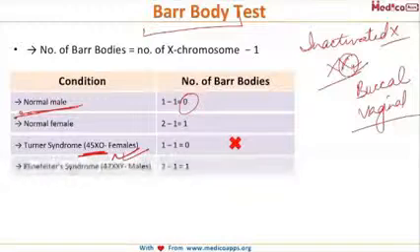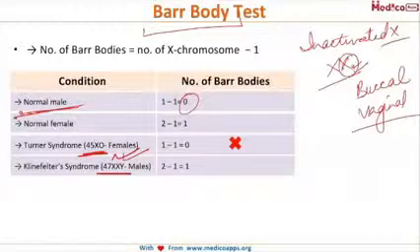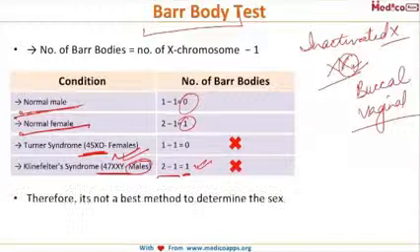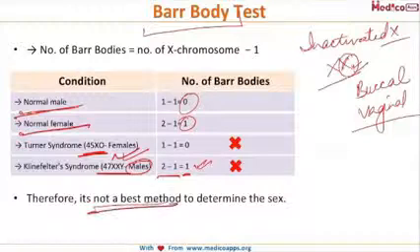The next is Klinefelter syndrome, and in this the genotype is 47XXY. Now in these individuals, the number of Barr bodies will be 2 X chromosomes minus 1, and that is 1. But we have told that if there is one Barr body, we expect them to be normal females. But these Klinefelter syndrome individuals are phenotypically males. So again, this is an exception to this rule. Therefore, it is not the best method to determine the sex.